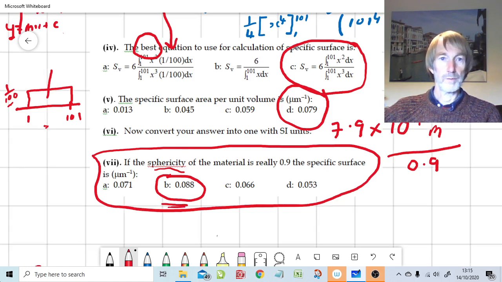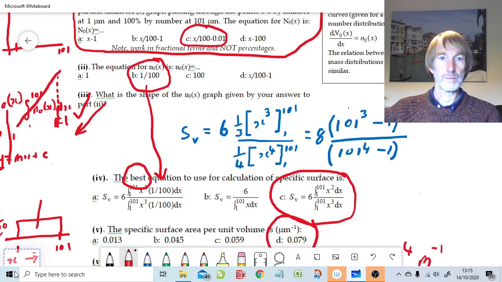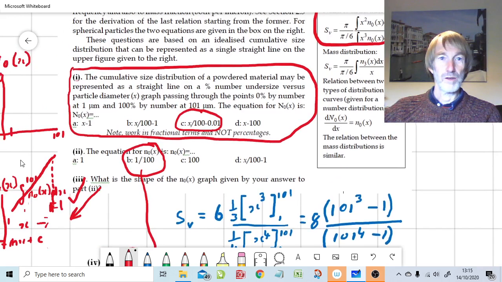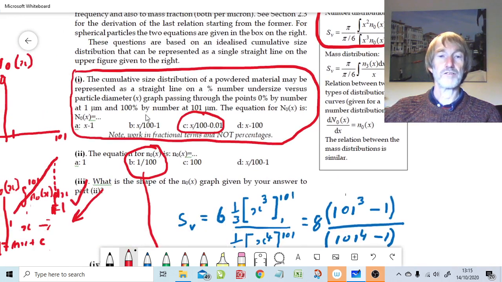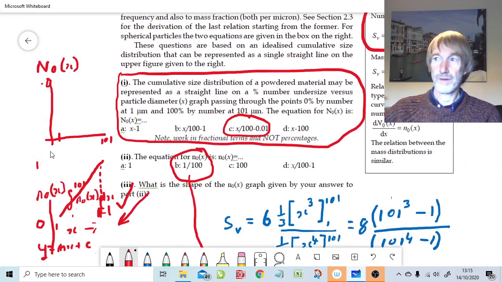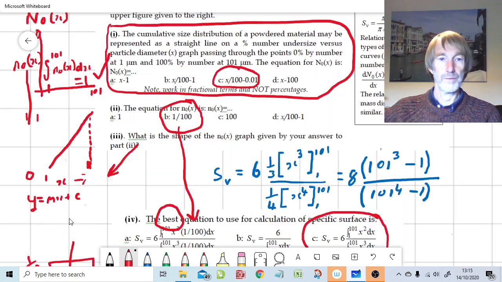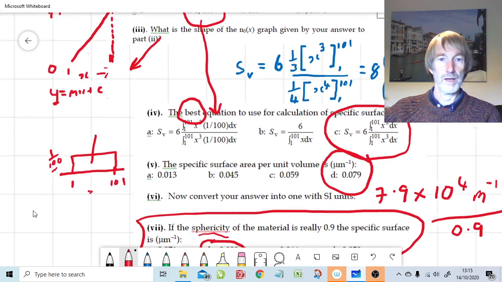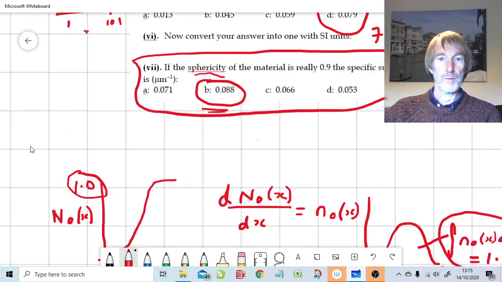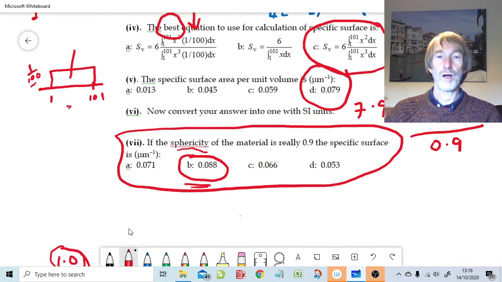If we scroll back up to the top, we have this distribution, a straight line, which we've looked at just here, although I've lost the graph on it. So we have this distribution, and that distribution gives us a specific surface area per unit volume of 0.088 microns to the -1.